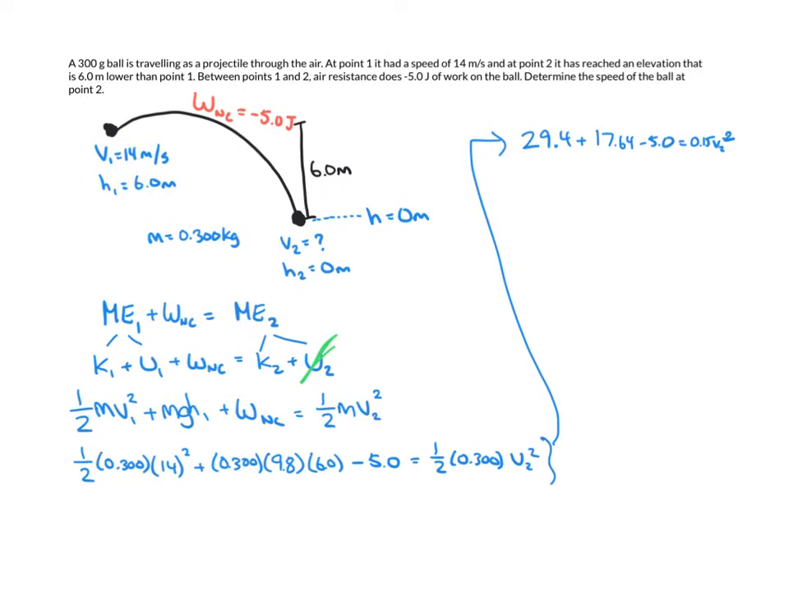The left side, I'll just calculate that out. That's 42.04. And then just finish off solving that. So divide both sides by 0.15, and then square root both sides. So after doing all that, I'm coming up with an answer, rounded to two significant figures, I'm getting 17.